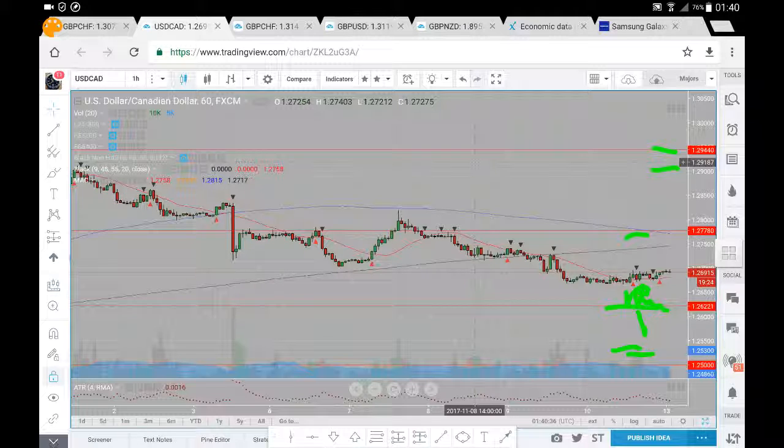The far end of the range is going to be at 127.78, and the lower end of the range is going to be at 125.30. Yes, 125.30, weekly pivot. So we've got the upper end of the range, and the lower end of the range as well. So let's just have a look at the higher time frames.